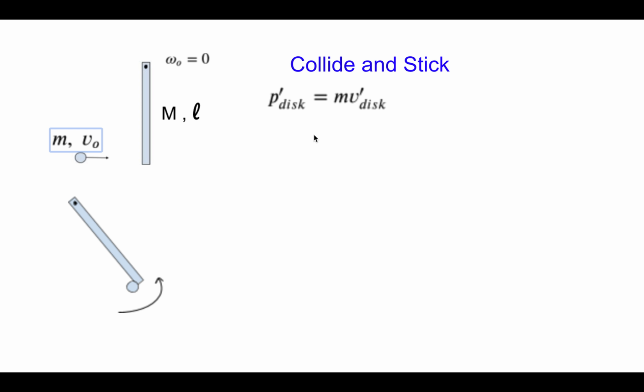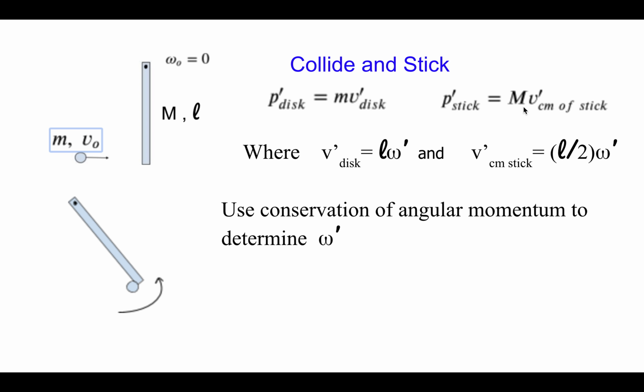So the final momentum of the disc, again we're looking at the linear momentum of the disc, is going to be the mass of the disc times its final velocity. If we think of it as collide and stick, that's the tangential velocity there. Then the final linear momentum of the stick is going to be the mass of the stick times, as I mentioned before, the velocity of the center of mass of the stick. So how do we calculate those final velocities? We're going to use our non-slip condition, so r omega.